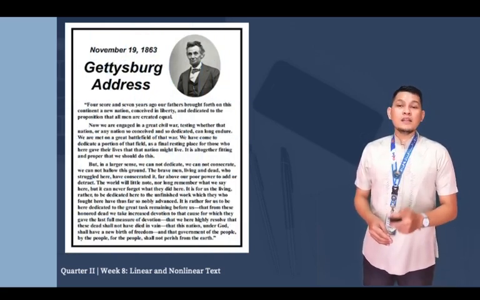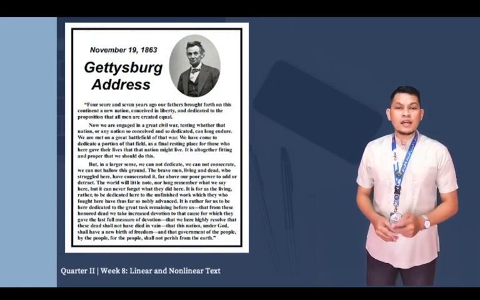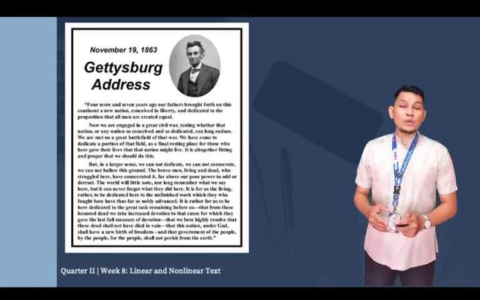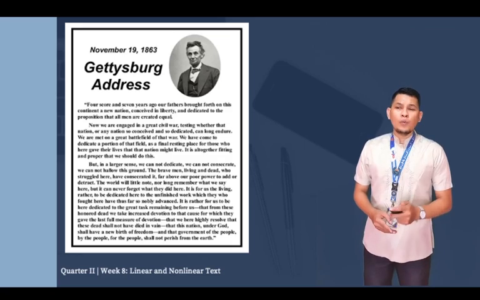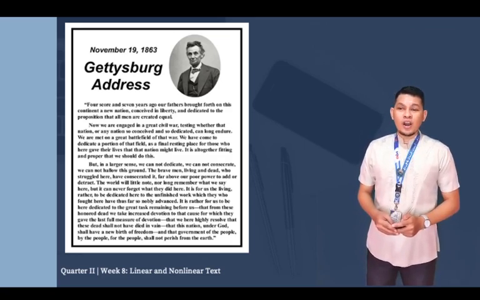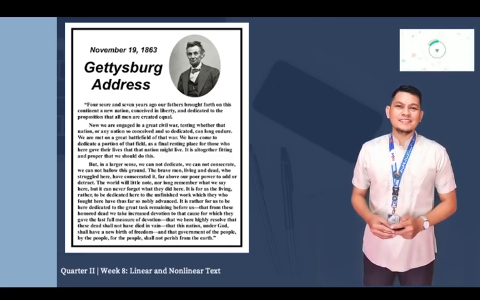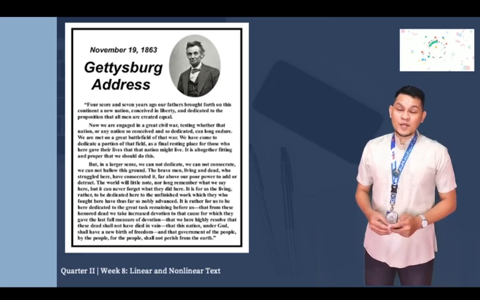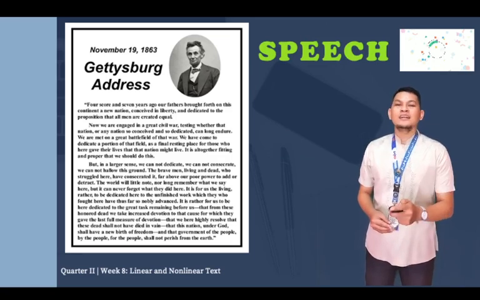This first example is delivered on November 19, 1863, by the former U.S. President Abraham Lincoln during the American Civil War at the dedication of the Soldiers' National Cemetery in Gettysburg, Pennsylvania. What type of linear text is shown on your screen? 5 seconds to key in your answer. Time's up. The answer is speech. Good job.